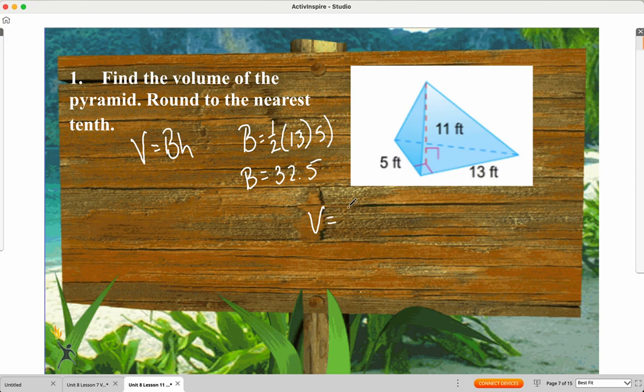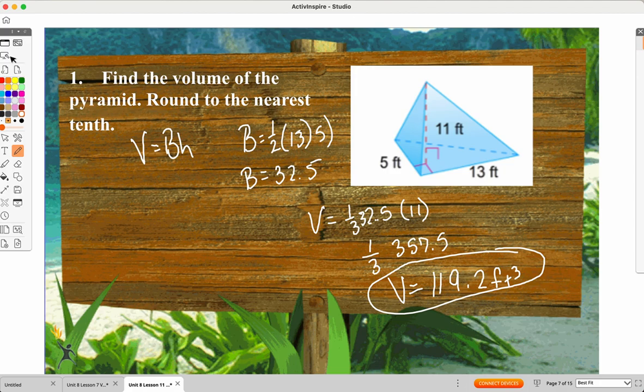So volume equals 1/3 of 32.5 times 11. None of these divide, so we're going to multiply that by 11. I get 1/3 of 357.5, and then we'll divide this by 3. So I get 119.16 hundredths, so 119.2, and this time feet cubed. It's a relatively large volume for a relatively decent size triangular pyramid.